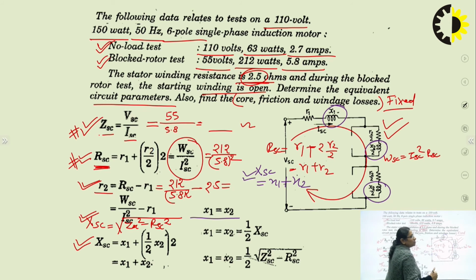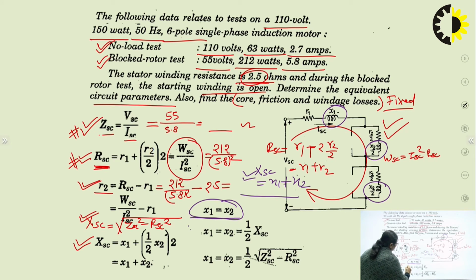Now, there is no way of separating the reactances X1 and X2. X1 and X2 are the leakage reactances of the stator and rotor winding respectively. So the common practice is to take them equal. When we take them equal, I can write that X1 would be equal to X2 and it would be equal to half of XSC. So simply X1 equals X2 equals half of the square root of ZSC square minus RSC square, as given by this equation.